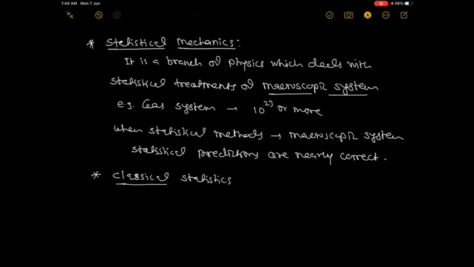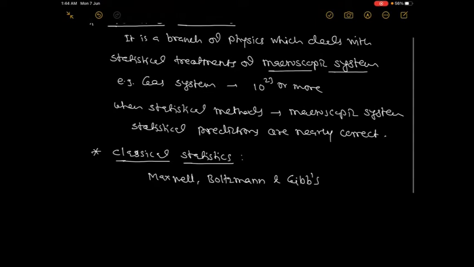Now, what is classical statistic? That statistic was developed by Maxwell, Boltzmann and Gibbs. Therefore, the statistic we call here classical Maxwell-Boltzmann statistic.